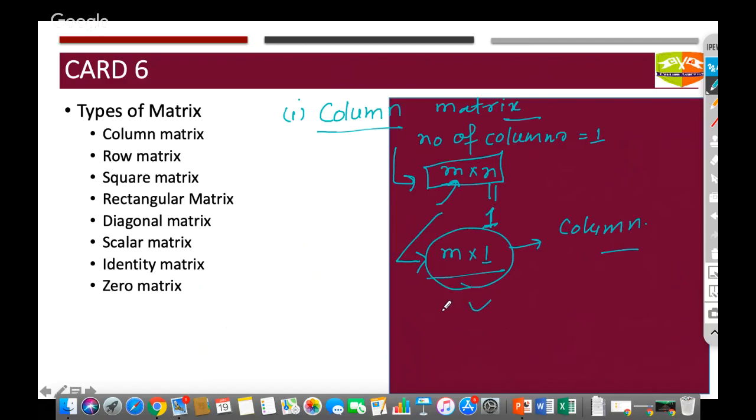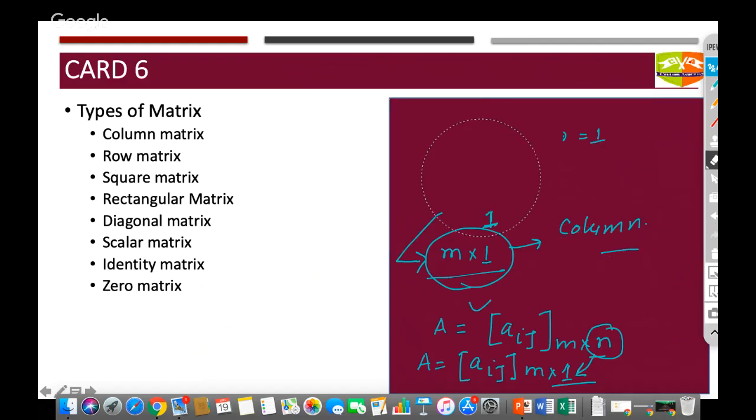Normally any matrix is represented in a very short form like this, aij, where I write the matrix m into n. Now for a column matrix, you can write A is equal to element aij m into 1. If you write this, you will get the full marks. Somebody will understand that the person understands that the number of columns has to be equal to 1, so you will get the full marks for that.